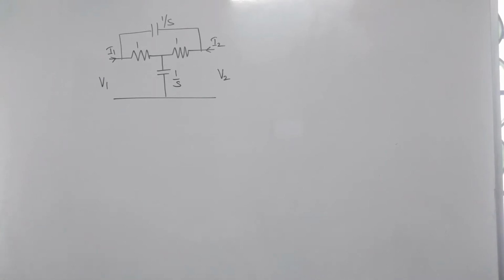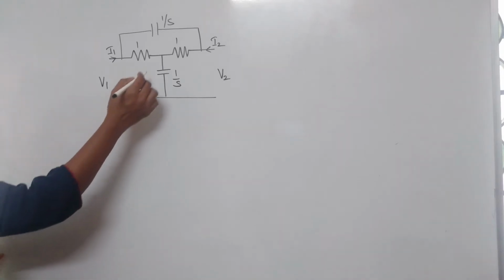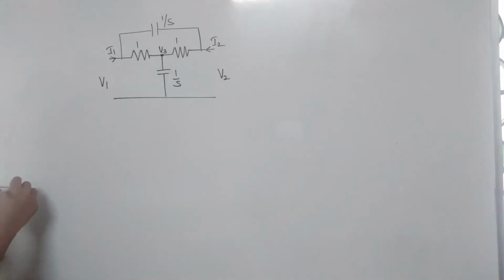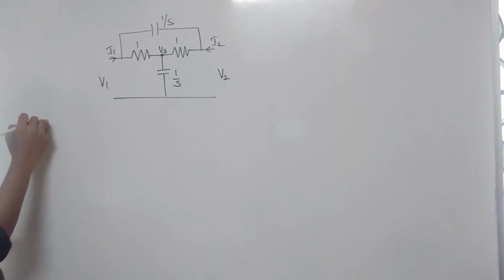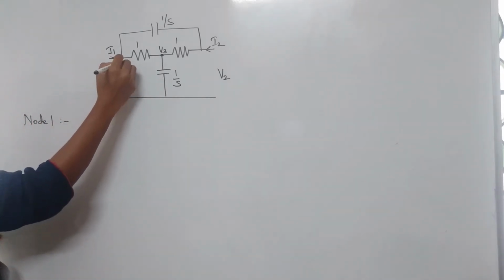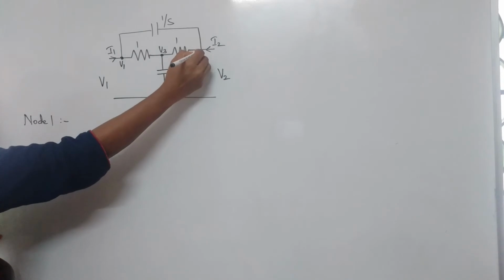Next question. Determine the short circuit admittance parameters for the given network. So here again we need to find the Y parameters. We need to write the current equations in terms of voltages. So let this node value be V3. Now node 1 we can write. This is V1, this is V2.